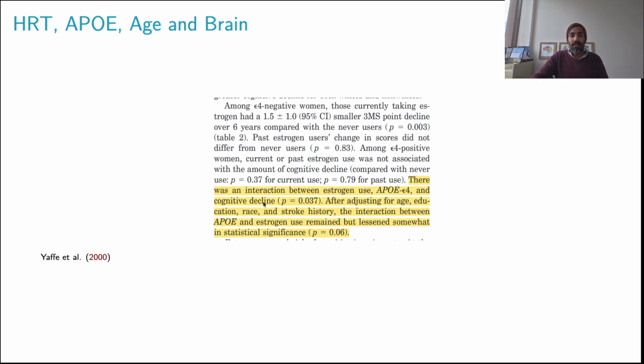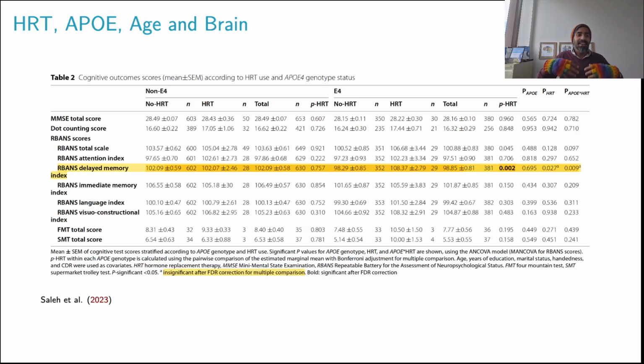Yet in the abstract, they report the unadjusted model, the one that just has hormone replacement therapy use, ApoE, and cognitive decline. In the Sala paper, when you look at the table that looked at the effect, which showed a decrease in memory, you see the 0.009 that was reported in the abstract, but you see a little mark next to that 0.009. And if you read the table underneath it, it says insignificant after FDR correction for multiple comparison. What does that mean?